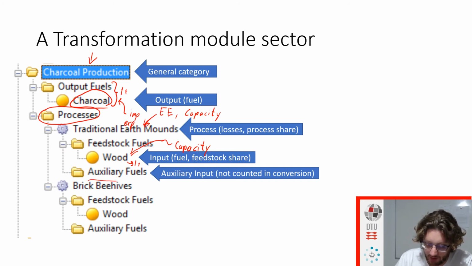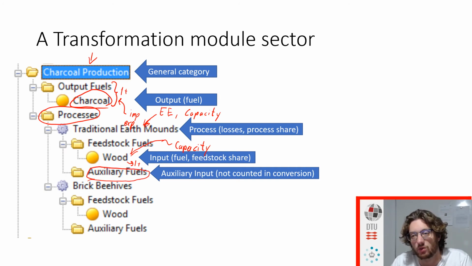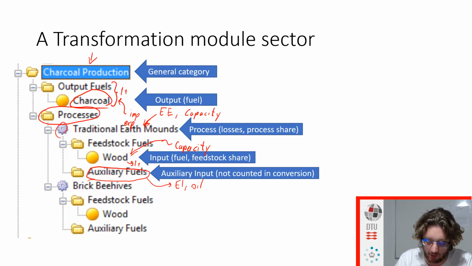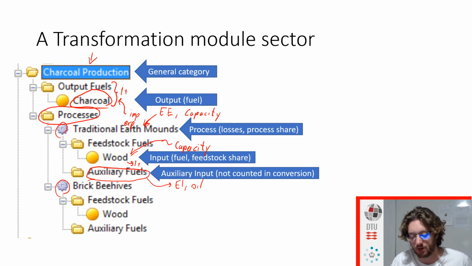Auxiliary fuels, that's simply fuels that aren't directly feedstock, but are still being consumed. These will quite often be electricity, or maybe it's an oil for transport or something similar that is being consumed in this process, but doesn't count towards the efficiency of going from one fuel to another. And as you can see here, we have more than one process, and we can have a number of them, of course.